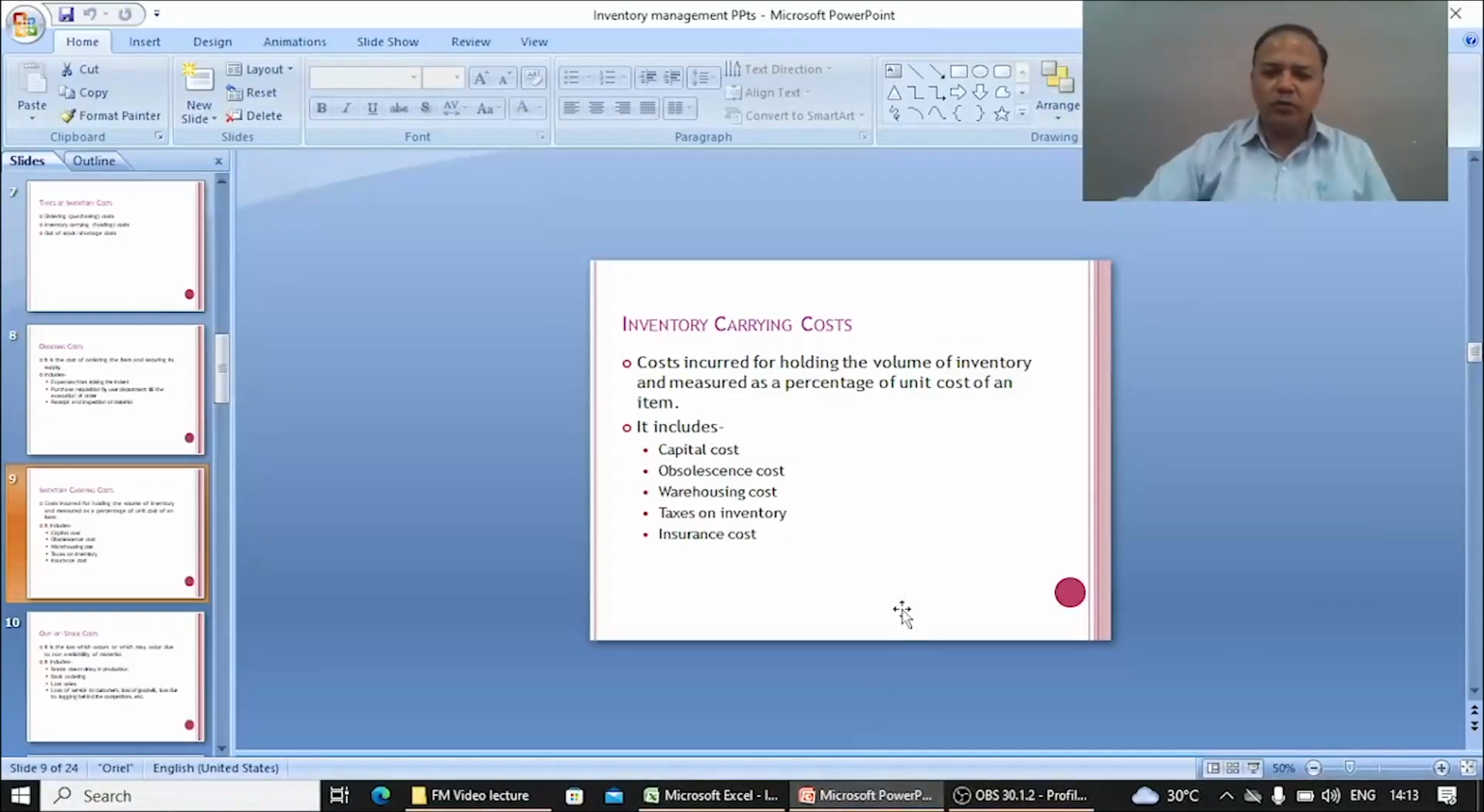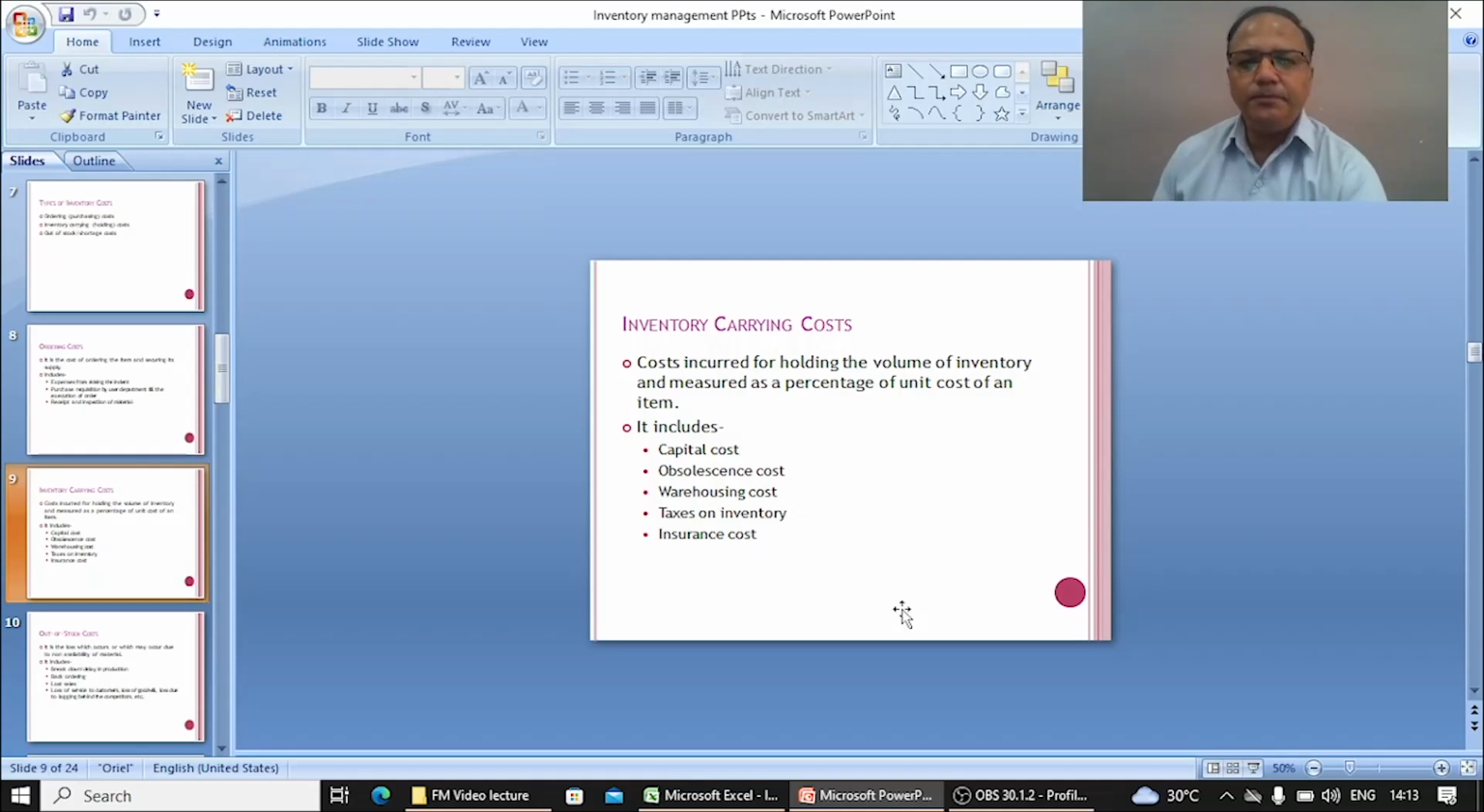Inventory carrying cost. We have discussed ordering cost. Now let's discuss carrying cost. There are two important costs which we have to take care of whenever we talk about inventory. First one was ordering cost. We have discussed a lot about it. Now let's discuss the carrying cost.